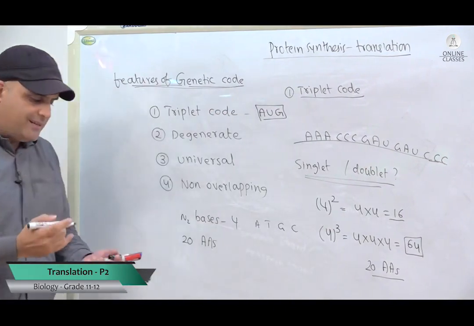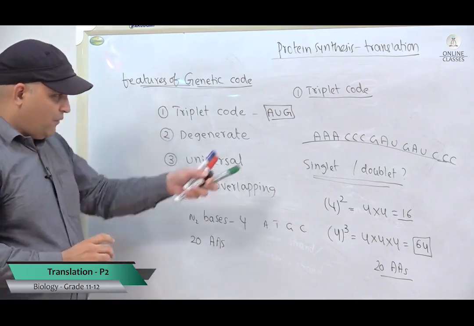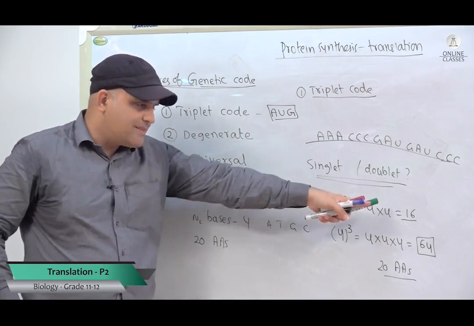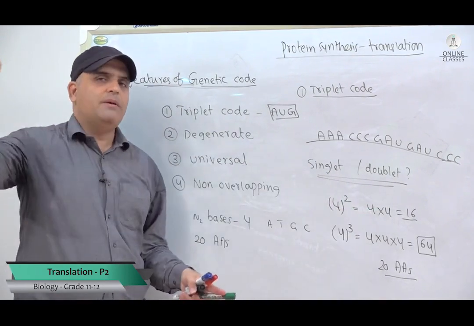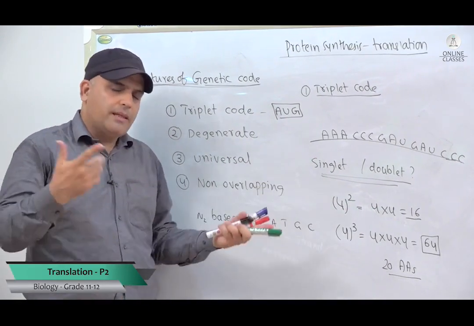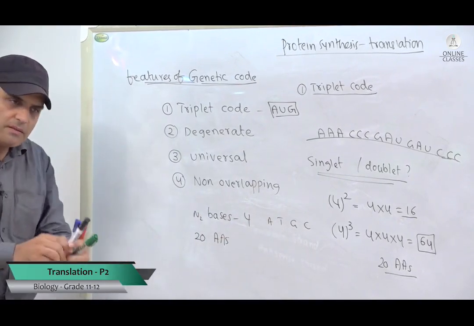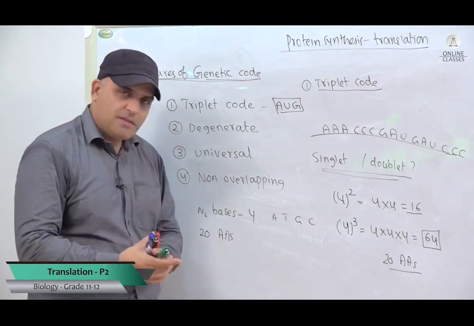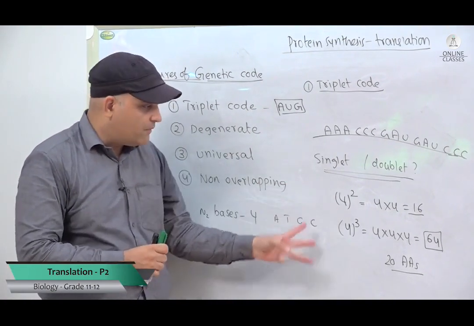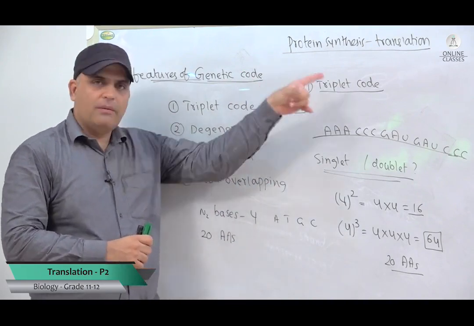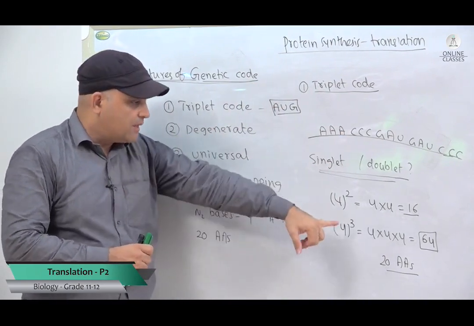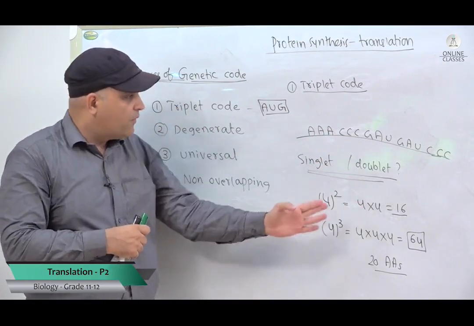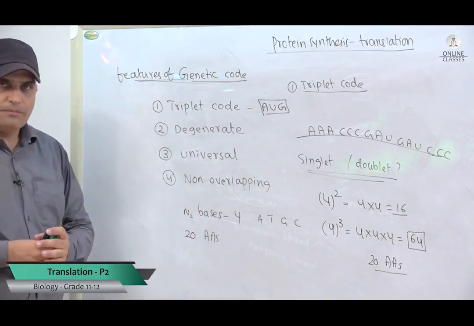So how are you going to write it in the exam? In the exam you are going to write, if you are using a doublet code, the combinations that you get of doublets is only 16, but there are 20 amino acids. Why not a singlet code? Again the same thing, there are only 4 nitrogen bases, but there are 20 amino acids. So there is a mismatch. The best possible option is to have a triplet code where you have 3 nitrogen bases coding for 1 amino acid. So there are 20 amino acids, you get 64 combinations. So you have more than required combinations if I use a triplet code.